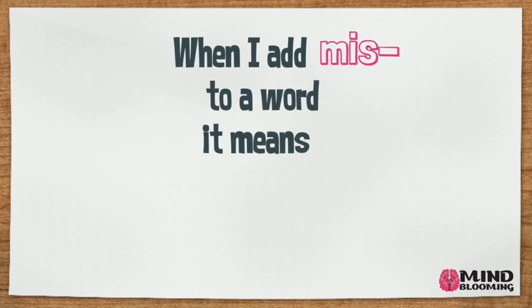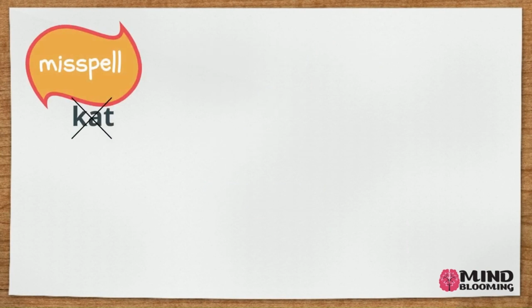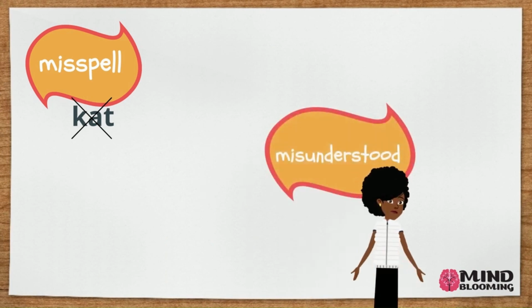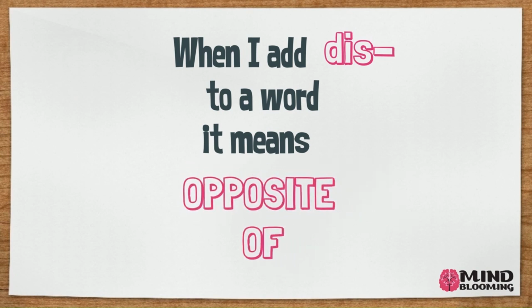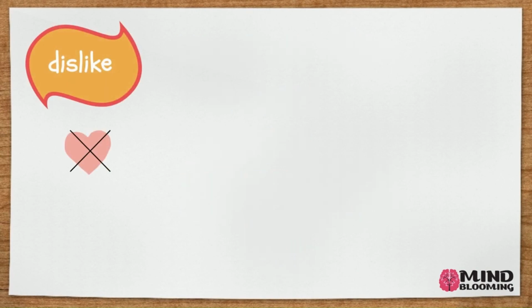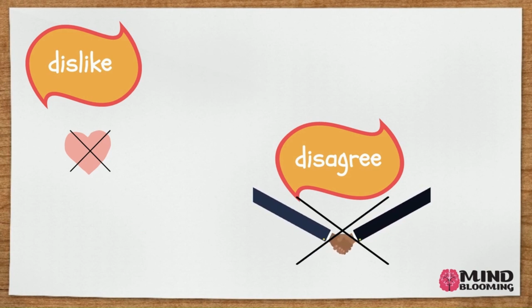When I add the prefix mis to a word, it means wrong. So the word misspell means that it was spelled wrong or incorrectly. The word misunderstood means that they were understood the wrong way. When I add the prefix dis to a word, it means opposite of. For example, dislike is the opposite of the word like. Disagree is the opposite of the word agree, which means they don't agree.